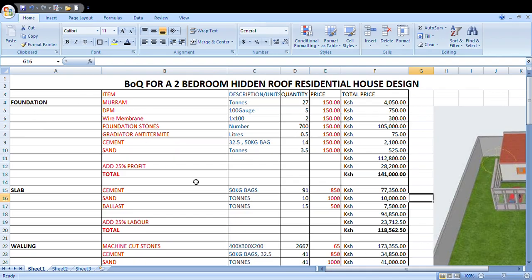We have a total of 141,000 for the foundation. We have the murram, the DPM, and then the wire membrane. I guess you understand what the DPM is. This one is the membrane for preventing moisture. We have foundation stones, gradiator, and termite treatment. We have cement and sand, which are for building the foundation walls. The murram, DPM, and wire membrane are all for the foundation before you go to the slab.